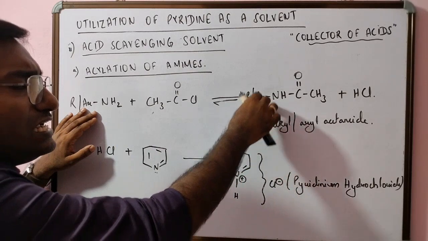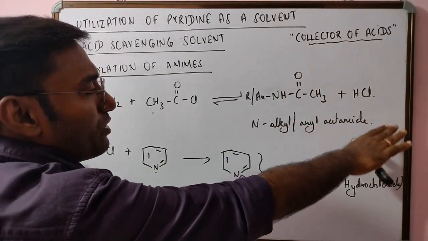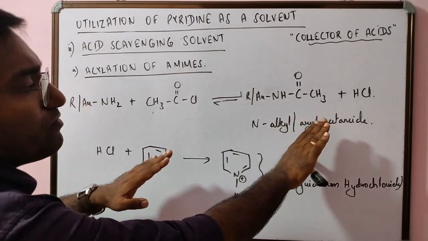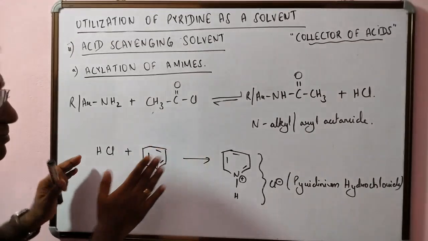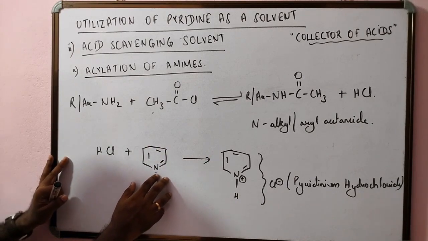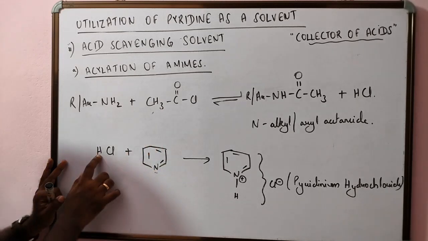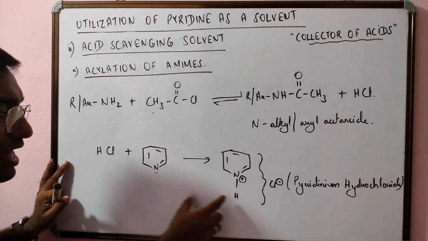To increase the yield of the product, what we need to do is to remove the byproduct. If we remove the byproduct, the reaction would propel forward as per Le Chatelier's principle. This is where we use pyridine. When we use pyridine, the lone pair of electrons on the nitrogen atom of the pyridine ring attracts and forms a bond with the hydrogen atom of HCl.